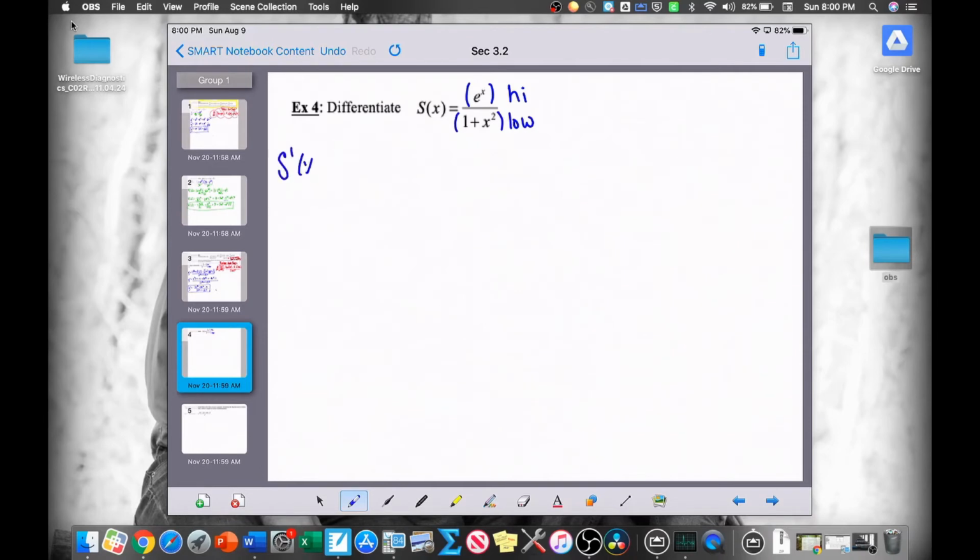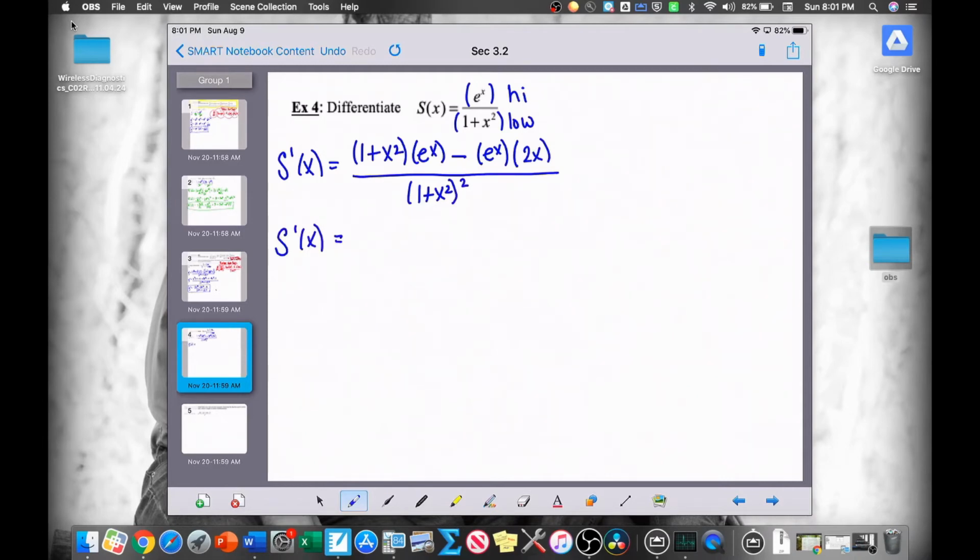So s prime of x is going to be equal to low, 1 plus x squared, times d high, derivative of e to the x is e to the x, minus high, e to the x, d low. Derivative of 1 is 0. Derivative of x squared is 2x. And this is all over low, 1 plus x squared squared. Okay, so now let's simplify our numerator, combine like terms, see what we get.